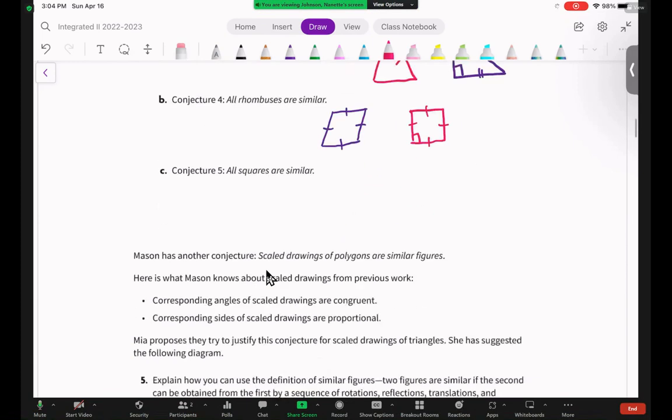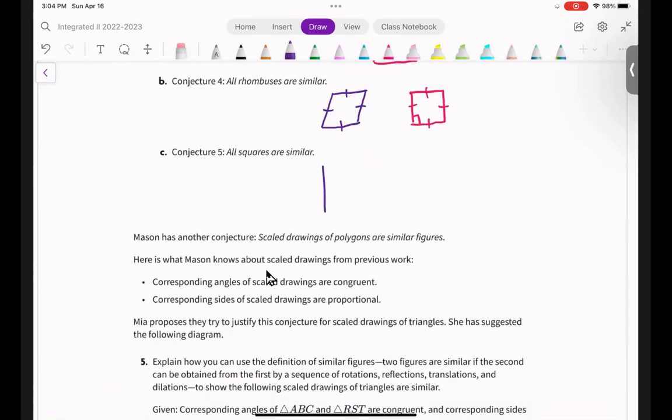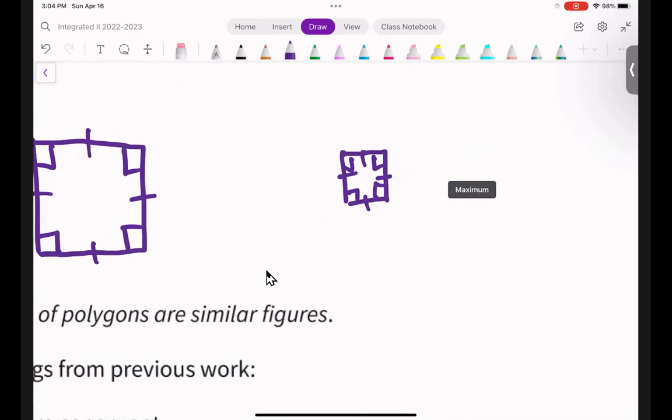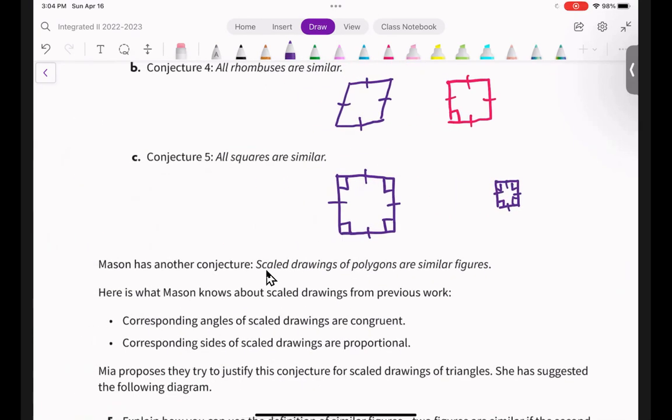What about this one? All squares are similar. So the definition of a square is that it has 4 congruent sides and 4 congruent angles. So there's a square, and then maybe I draw a smaller square. Do you think these have to be similar? Can I grow this smaller one so that it's the same size as that bigger one? And the answer is yes, right? And so therefore I can dilate this.